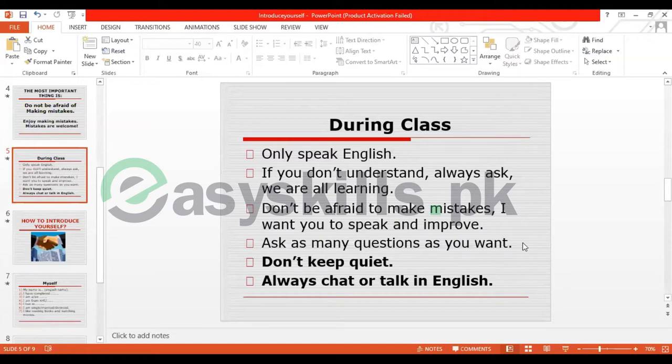Online learning is entirely different than face-to-face or on-campus learning. So here we have to follow some rules strictly. यहाँ पर हमें कुछ rules हैं जिन्हें समझना बहुत जरूरी है.